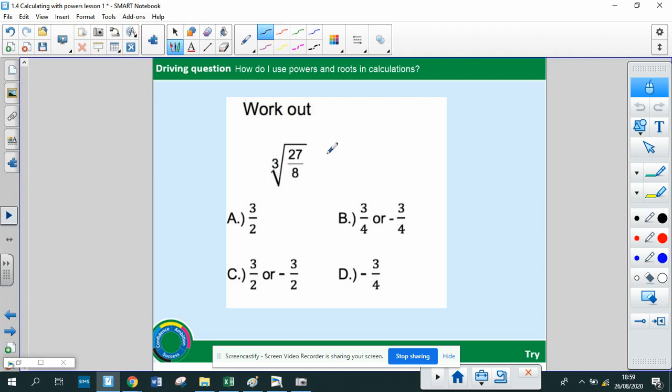Work out the cube root of 27 over 8. Well, the cube root of 27 is 3, and the cube root of 8 is 2. So we can say 3 over 2.